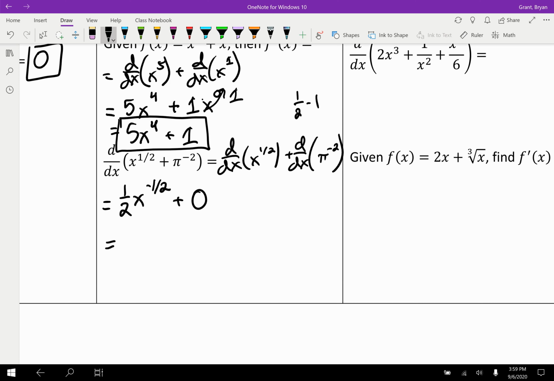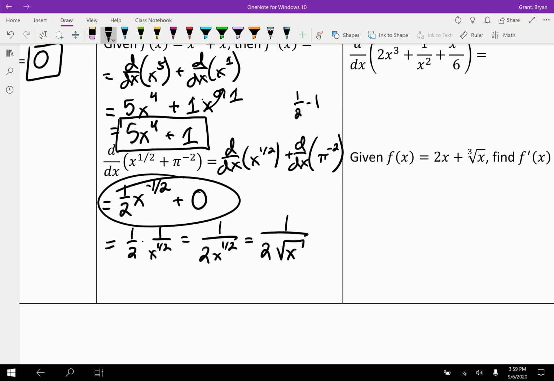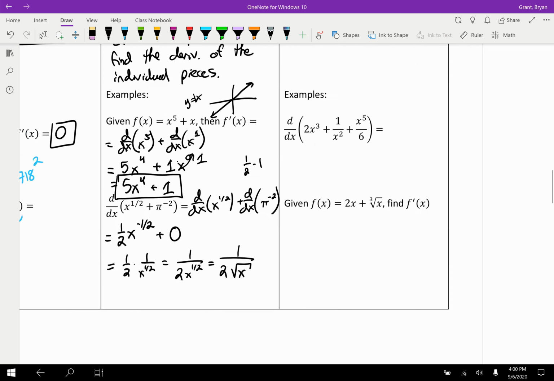We are going to clean this up a little bit. I think it's good practice. X to the negative 1/2 is brought to the denominator. We don't need the plus 0 anymore. I think this becomes 1 over 2x to the 1/2, or finishing it off, 1 over 2 times the square root of x. Again, perfectly acceptable to stop here, but you should be comfortable simplifying. Last one.